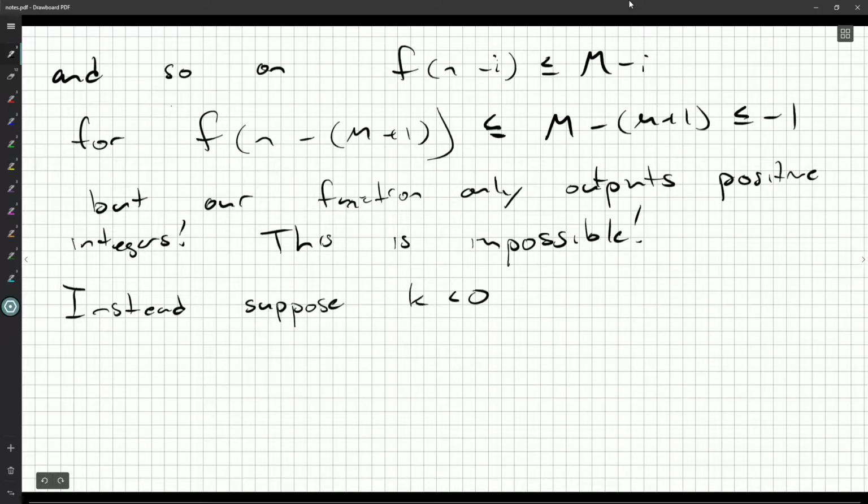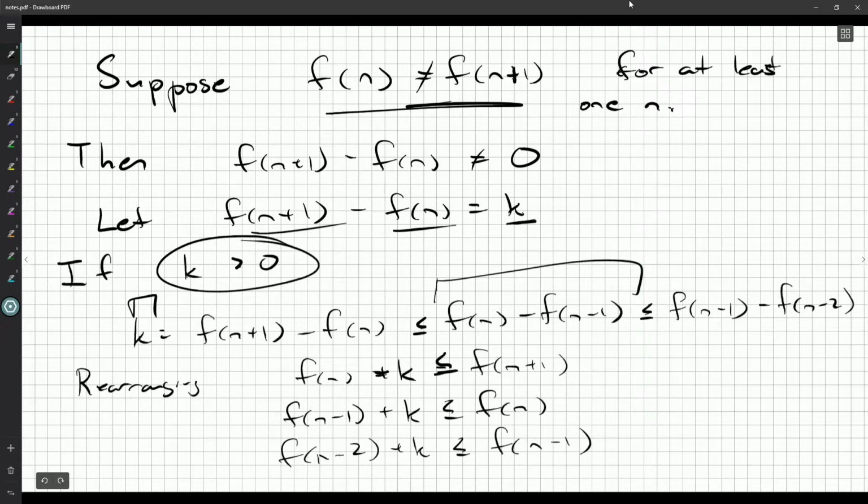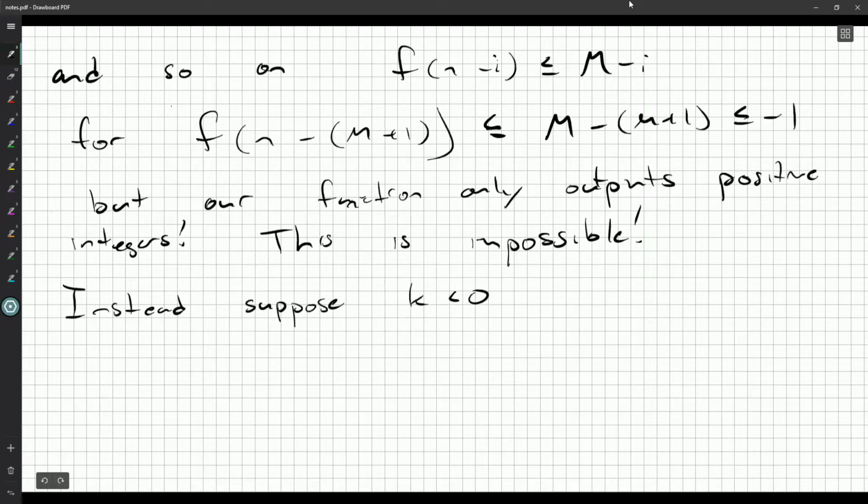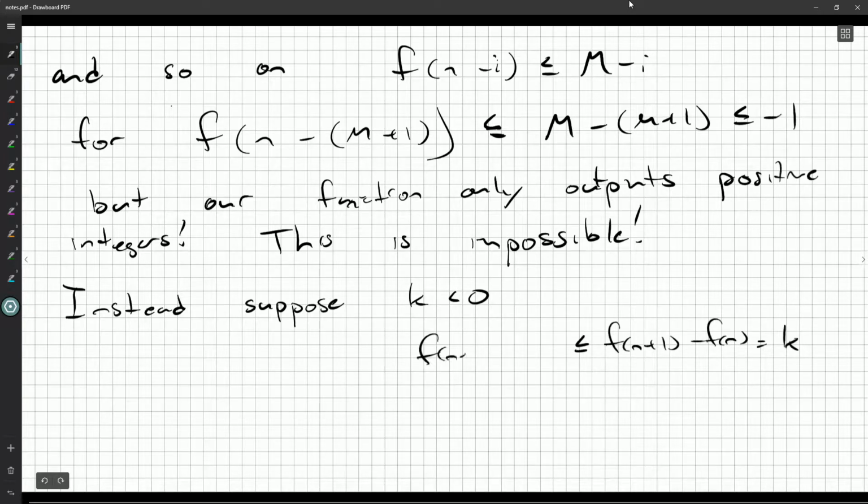So instead, suppose k is less than 0. Okay? So now what we're going to do is say, okay, k is, I think this would be the right approach, f of n plus 1 minus f of n, but now that's bigger than the difference of the next two. It is bigger than or equal to the difference of the next two after that.